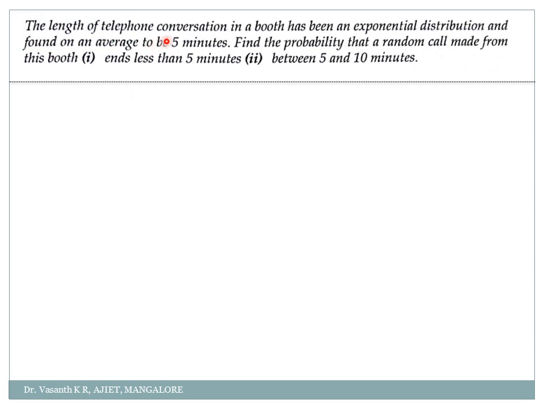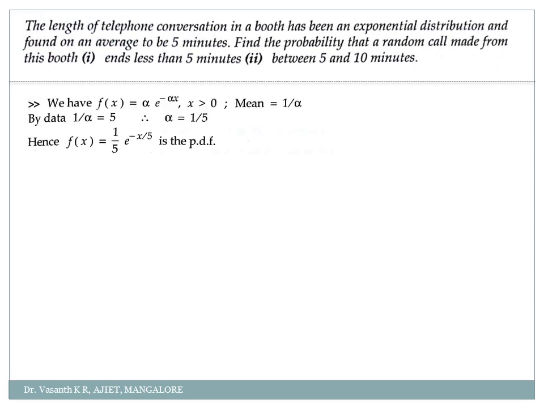The length of a telephone conversation in a booth has an exponential distribution and is found, on average, to be 5 minutes. What does on average to be 5 minutes mean? Mean, right? So they have given you the mean. So mean is equal to 1 by alpha. See, average means what? It's always mean, correct?